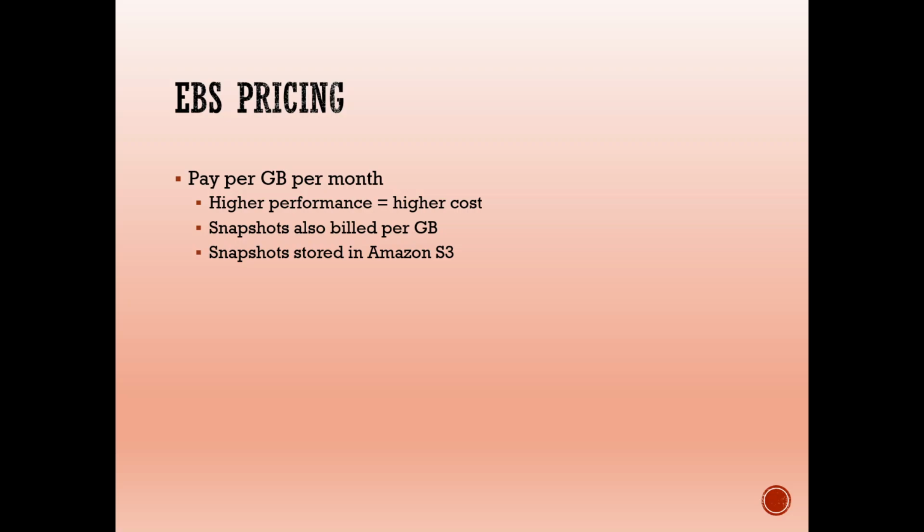Now, the most important concept, EBS pricing. You pay per GB per month. Higher performance means higher cost. Snapshots are billed per GB, and snapshots are stored in Amazon S3.